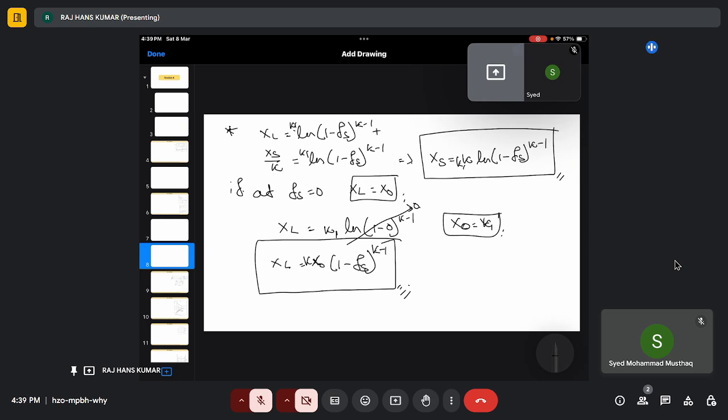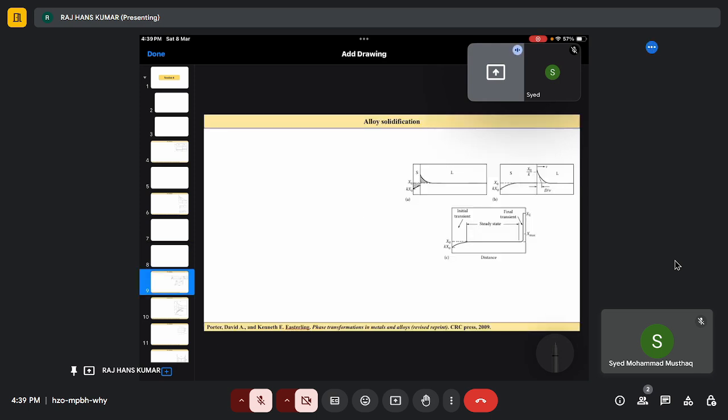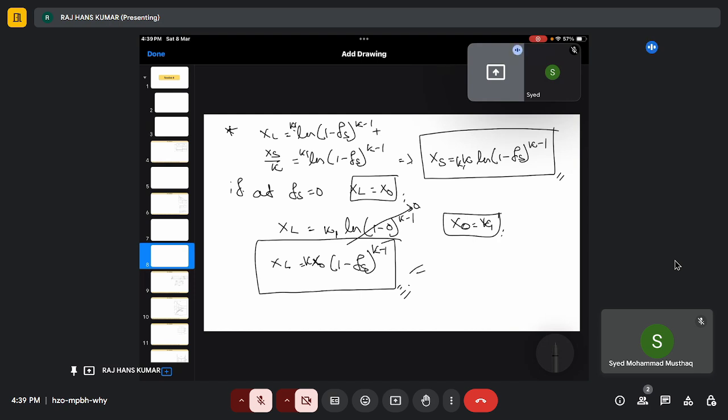Now, that is about these terms. Now let's see the third case. This is how you will get the excess. This is how the excess changes with respect to the fraction of solid that has been converted from liquid.